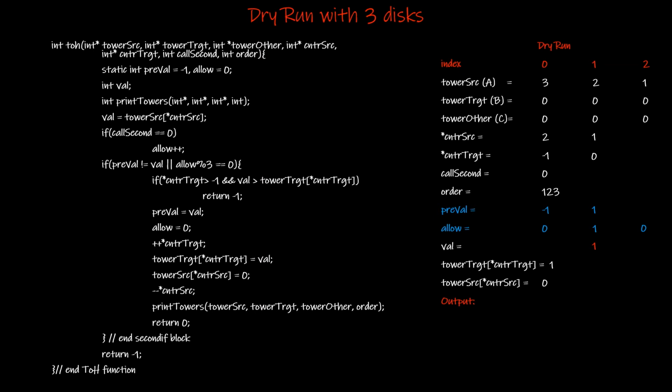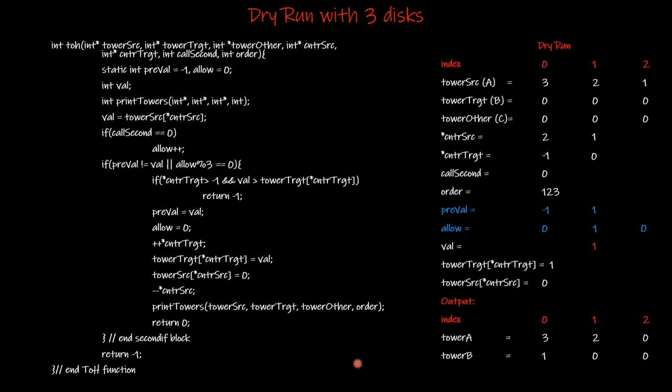Okay, and that will print the arrays, and the output is going to be for index position 0 1 2. Tower A will now be 3 2 0. Initially when we had called this function it was 3 2 1. Because of this particular statement, this position is now assigned value 0.